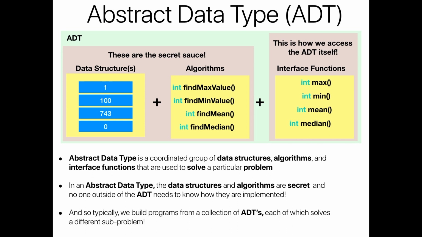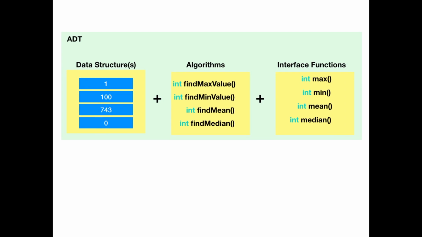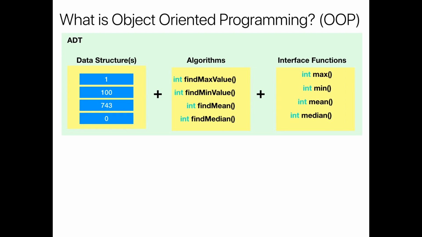And so typically, we build programs from a collection of abstract data types, each of which solves a different subproblem. Okay, now that we understand what an abstract data type is, we can finally begin answering the question, what is object-oriented programming?